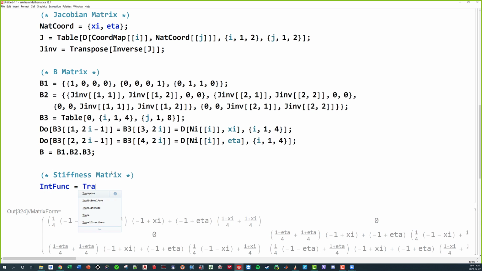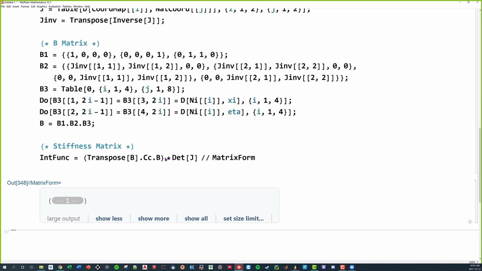We know that this is going to be the transpose of B multiplied by C multiplied by B again. I'm going to put this in brackets because these are all my matrices. And then we're multiplying this by the determinant of J. So this is the actual function that we're going to want to integrate when we try to find our stiffness matrix. If I were to throw this in matrix form right now, we get this.